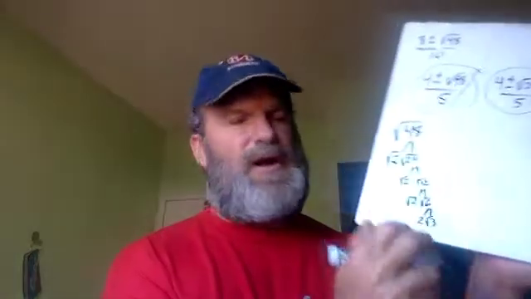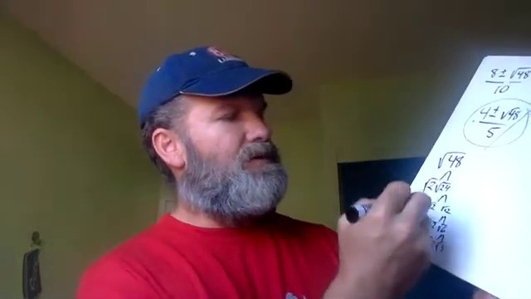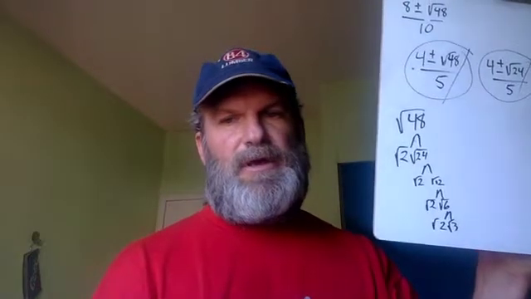Well, 24 breaks down into the square root of 2 times the square root of 12. 12 breaks down to 2 and 6. And 6 breaks down into 2 and 3. So that would be your prime factorization: 1, 2, 3, 4 2's and a 3.